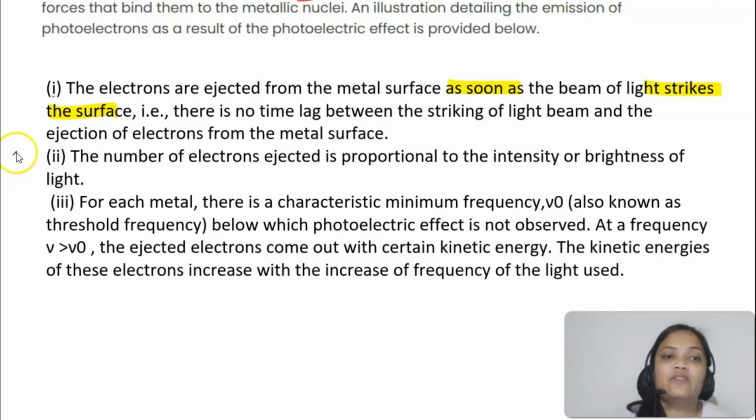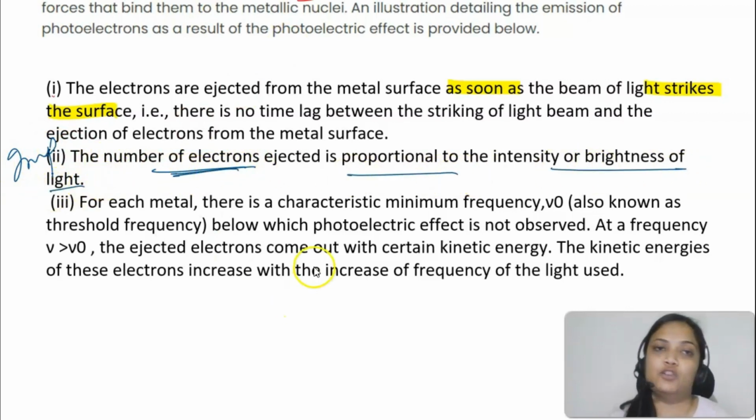Now a very important point, class: the number of electrons is proportional to the intensity or brightness of light. The light you are putting on the metal, the more the intensity, the more the brightness, the number of electrons would be more. But although the number of electrons depends on the brightness of light, the energy with which the electrons are emitted or ejected does not depend on it.